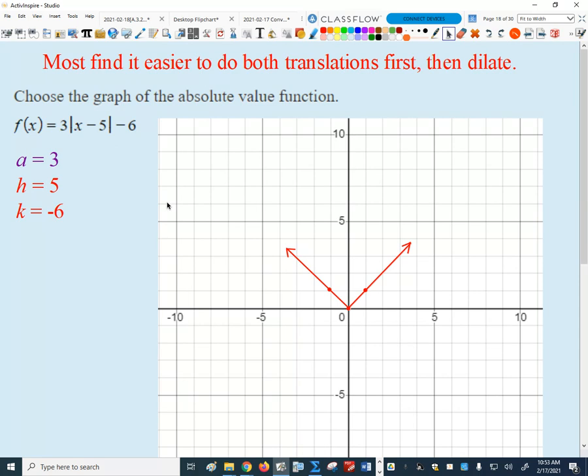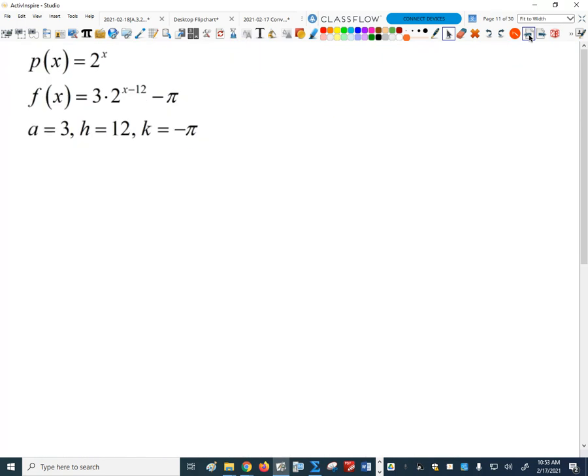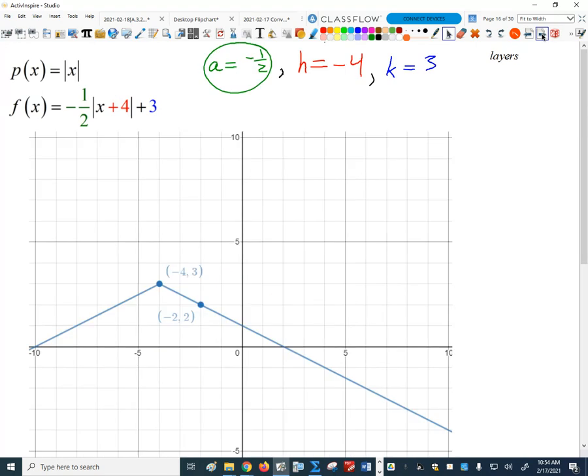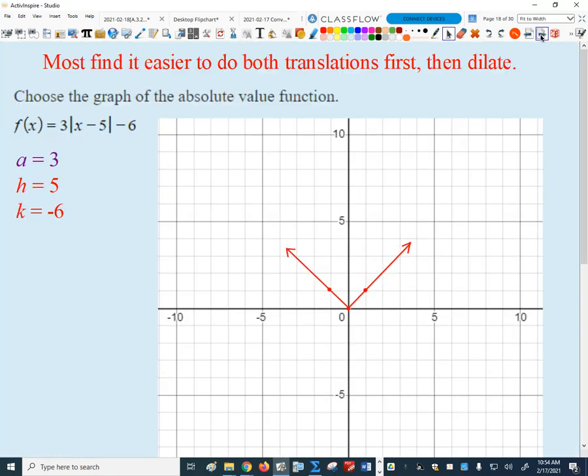All right, so now let's do these transformations. But we talked about last week, remember we said that we could follow order of operations, but the transformations relating to A, H, and K are independent. We can do them in any order. And so instead of following order of operations, where we have to do the horizontal translation, then dilate, and then vertical translation, that's a little confusing. Instead, why don't we go ahead and just do both translations first and then dilate? Okay. So if H is 5, what does that mean we're doing?